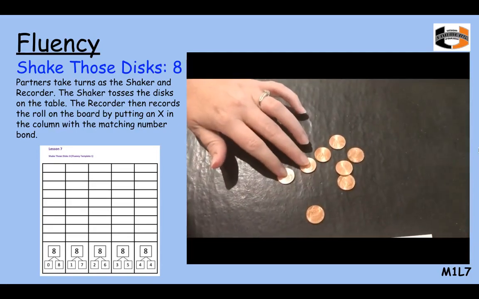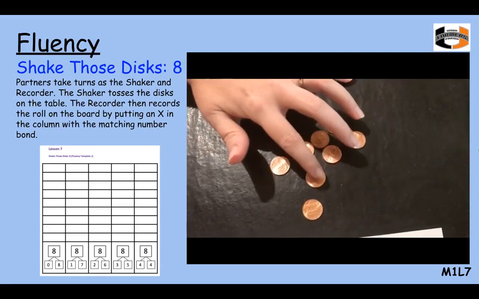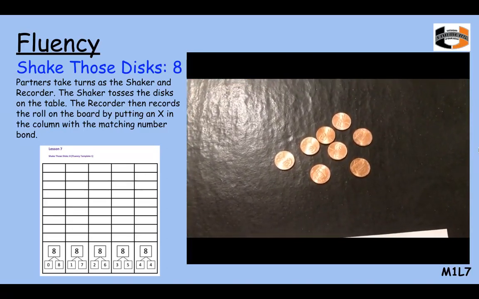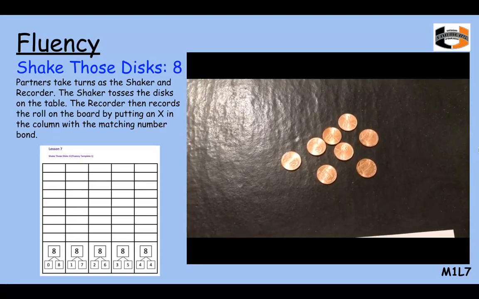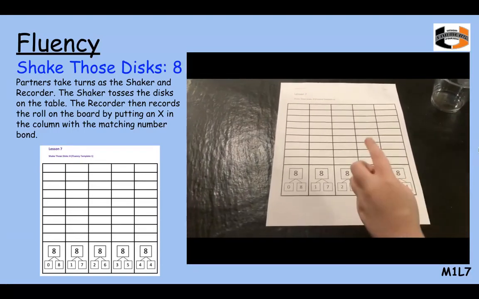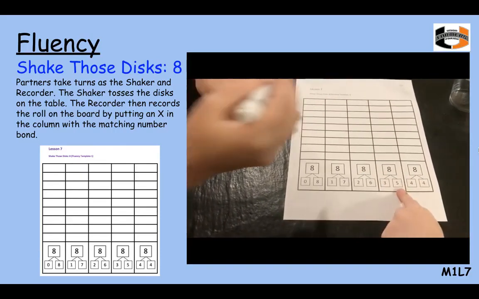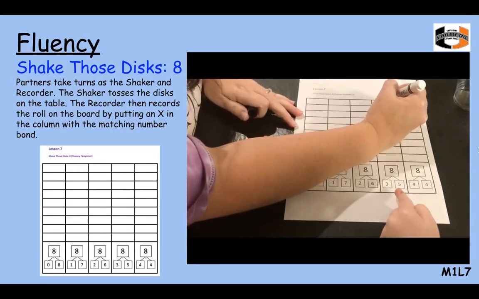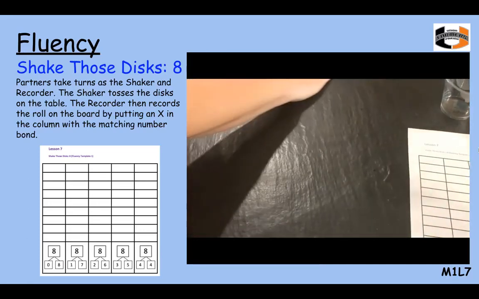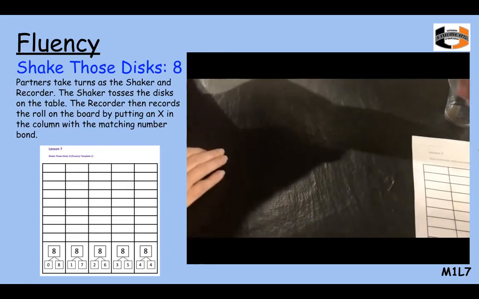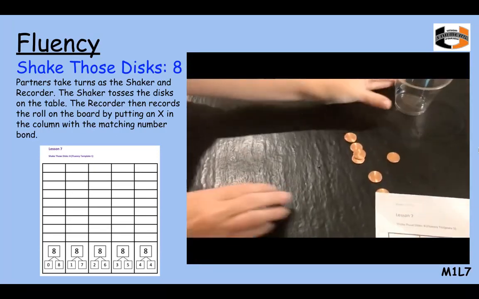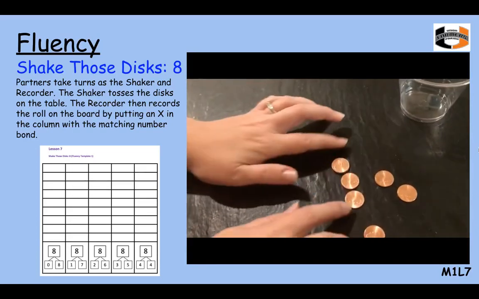Okay, what parts of 8 do you see? 5 heads and 3 tails. Okay, so which column would I put my X in to show the parts of 8? All right. Now we're going to trade. You're going to be the recorder, and I'll be the shaker. What parts of 8 do we have now?